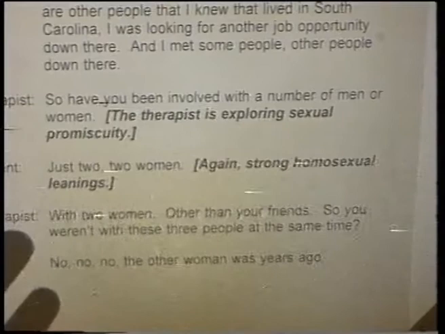Other than your friends. And then he's really at the point here: we're living with these three people at the same time. And then she says, no. So apparently she has, it's hard to tell. Does she have one partner at any one point in time or does she have multiple? Vuoi sapere veramente se stavano tutti insieme con queste persone o se avevo un partner alla volta? No.